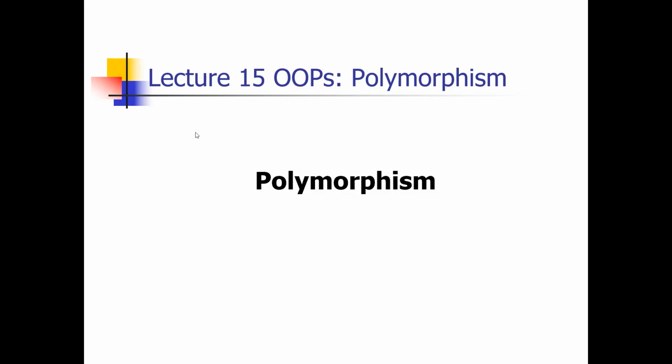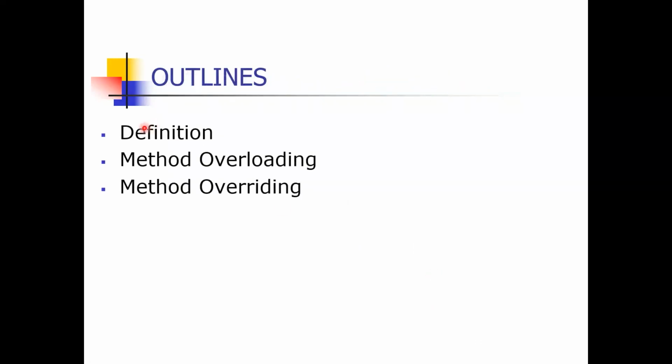Today's lecture number 15. Topic is polymorphism. Okay, so let's start now. First, we will see what is polymorphism. We'll see the definition, meanings, and then there are two methods in polymorphism: method overloading and method overriding. We will see the detailed explanation along with the example.